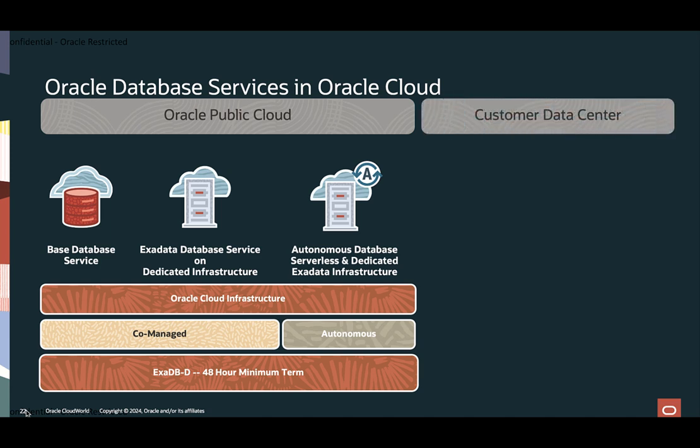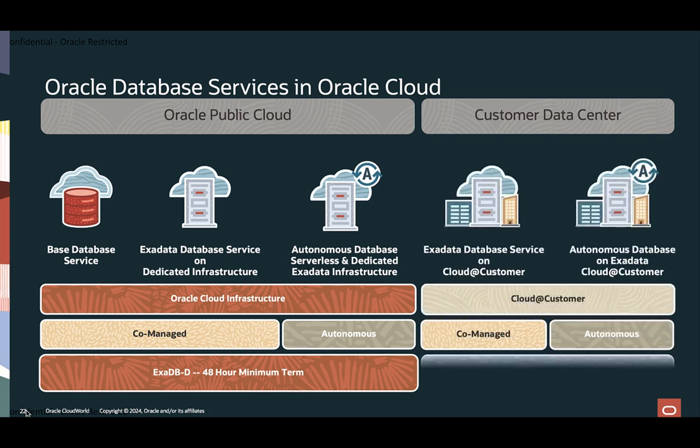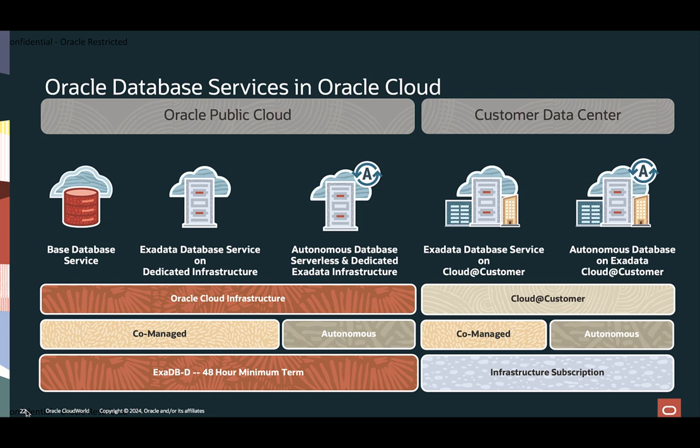Now, for those who cannot move to the public cloud due to latency or regulatory compliance, Oracle offers the co-managed Exadata database service on Cloud@Customer and the fully managed autonomous database on Cloud@Customer. The Oracle Database Cloud Services on Cloud@Customer offer the same management models, cloud economics, and cloud automation as the services in the public cloud, but are deployed in the customer's data center.